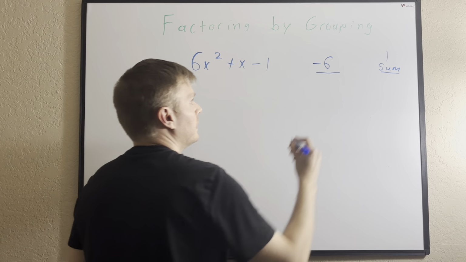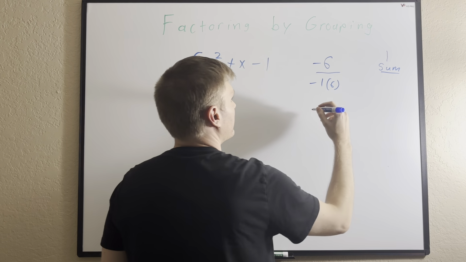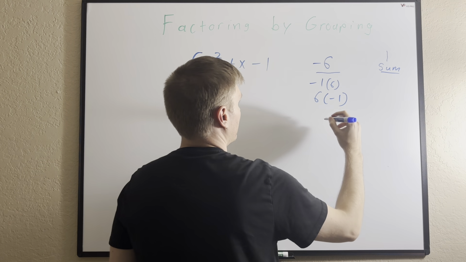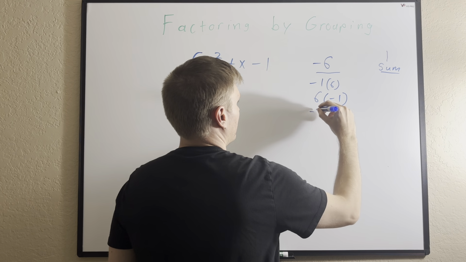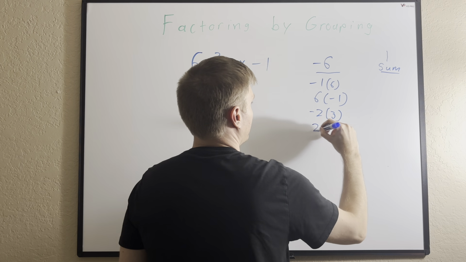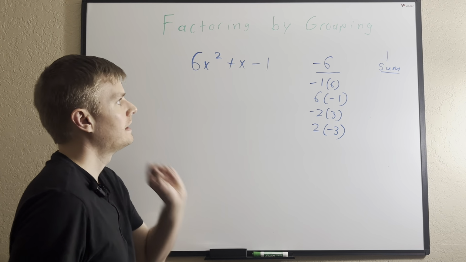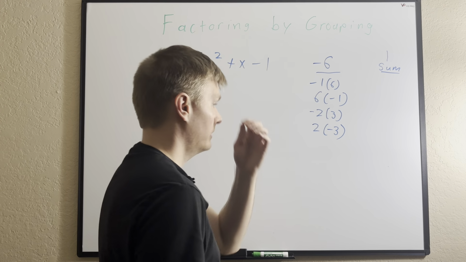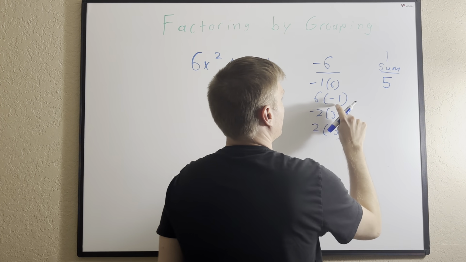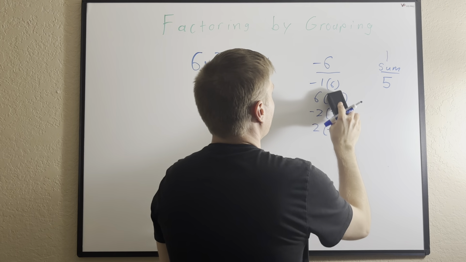What multiplies together to get negative 6? Negative 1 and positive 6. Positive 6 and negative 1. Negative 2 and 3. Positive 2 and negative 3. Add those together. 6 plus negative 1 is 5.